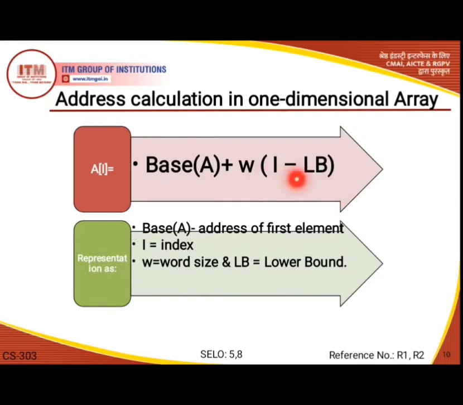Here I is used as the index, W is used as the word size, and LB denotes the lower bound. So by using this formula we can calculate addresses in a one dimensional array. For better understanding of how this is possible, I will show you an example of this one dimensional array.